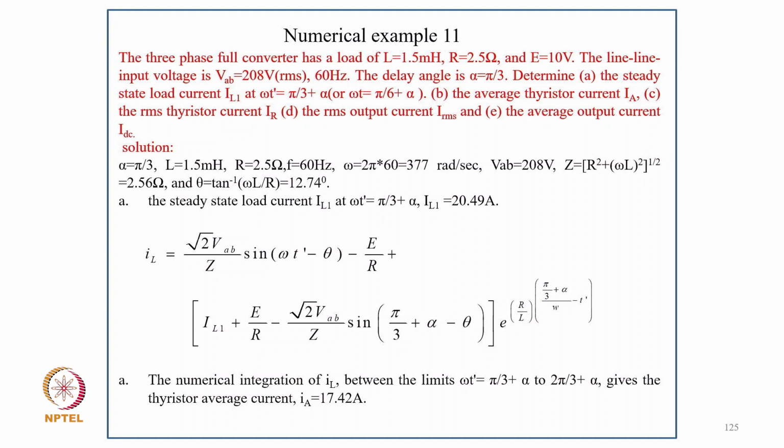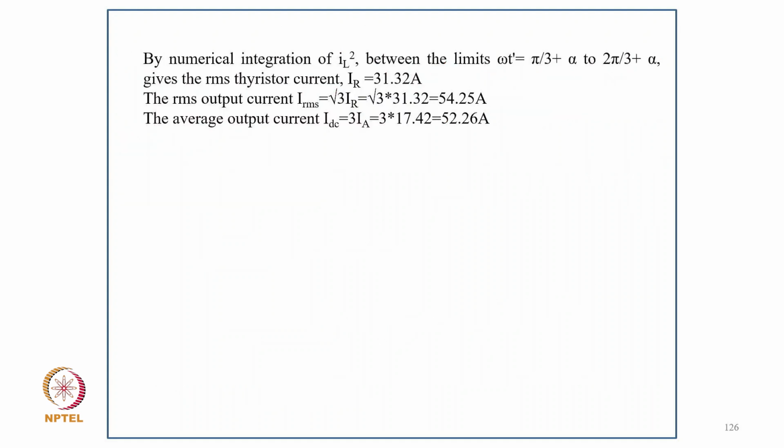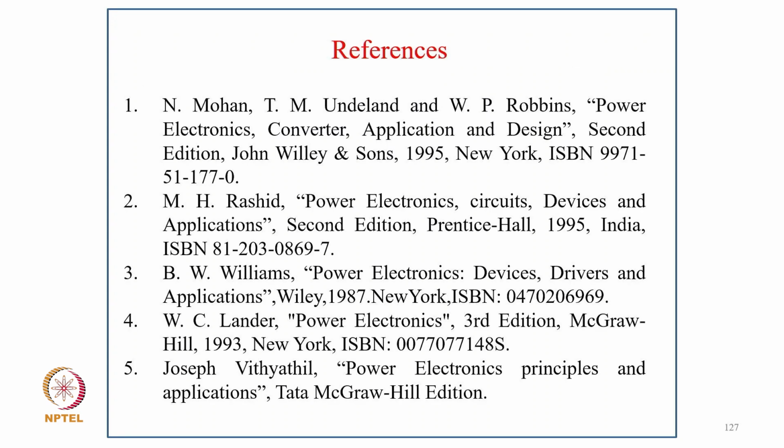Numerical integration of IL between omega t dash pi by 3 plus alpha and 2 pi by 3 plus alpha gives the thyristor average current Ia equal to 17.42 ampere. By numerical integration of IL squared between the same limits, the thyristor RMS current is Ir equal to 31.12, and the RMS output current is root 3 Ir, that becomes 54.25. The average output current Idc equal to 3 Ia becomes 52.26 ampere.